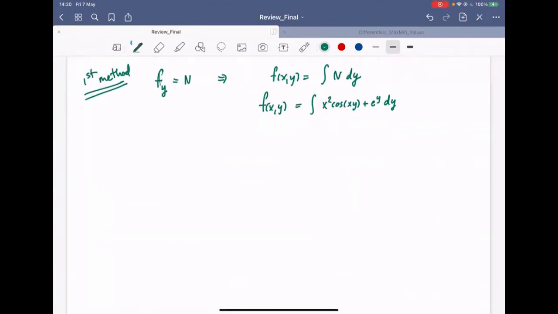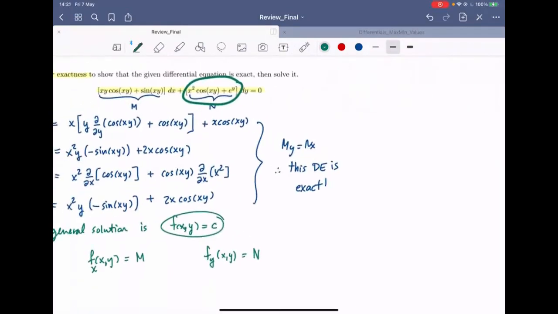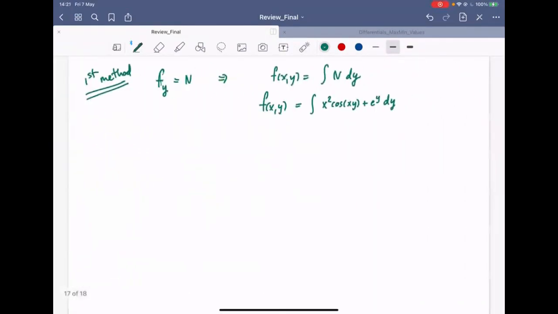And then let me check again with the question. I don't want to copy it wrong. Where's my review packet? Okay. Well, yeah, I did something wrong. Okay, x squared cosine xy plus e to the y. Okay, that's right. Now we're just going to integrate it.